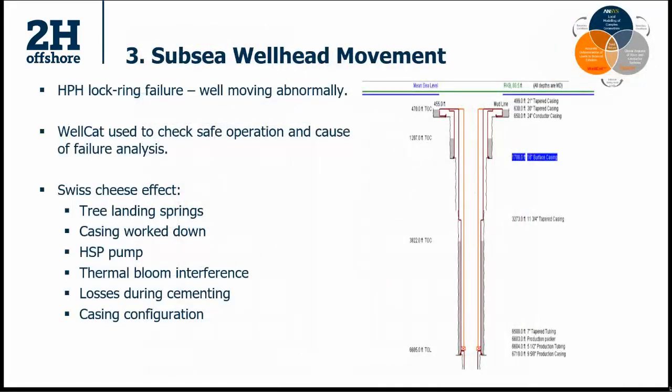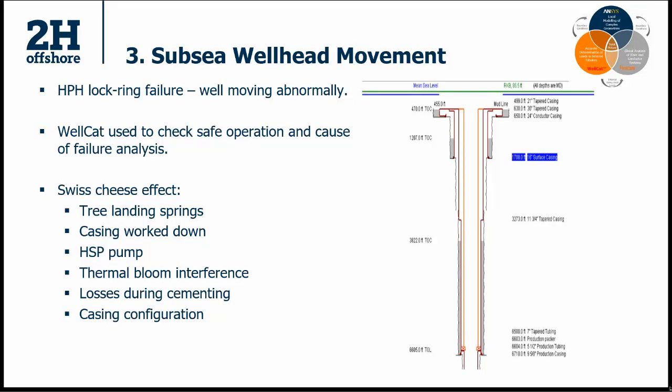Lastly, we look at subsea wellhead movement. This project actually involved all of the packages that we've put in that workflow. So we did some well work with WellCat, some environmental work with FlexCom, and some detailed analysis work with ANSYS. Subsea wells are not really considered to move that much, but they can. This one had a lock ring failure between the high and low pressure housings.